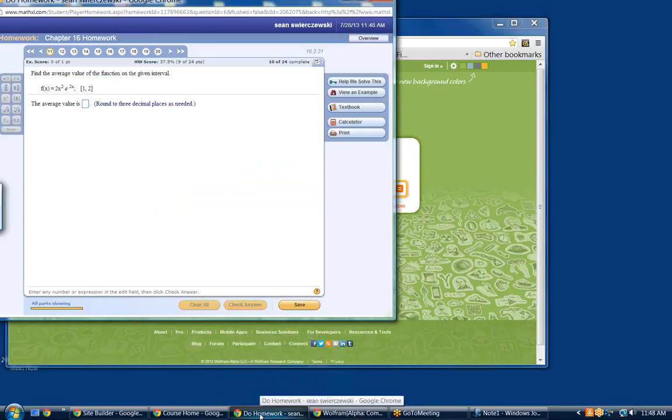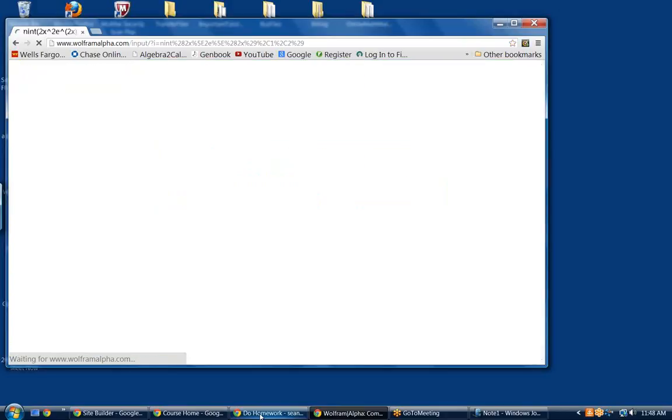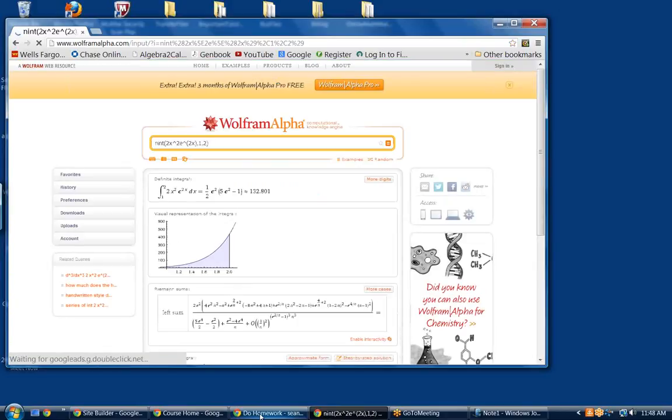Okay. So it's 2x squared e to the quantity 2x, comma, 1, comma, 2. That's the limits of integration part. Okay, it looks like we type.